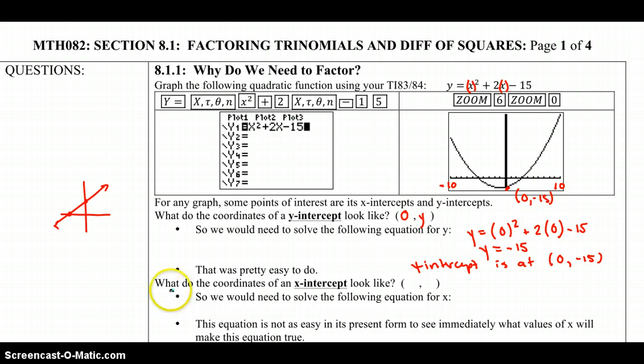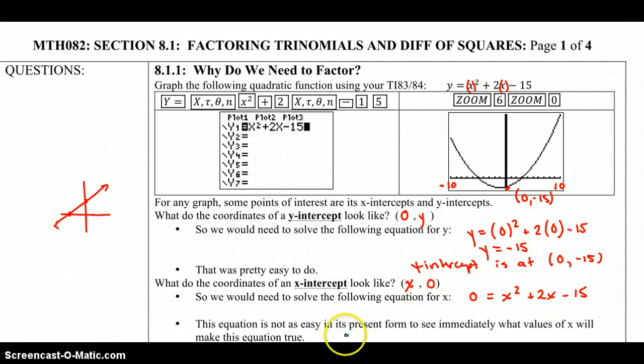Now, what do the coordinates of an x-intercept look like? Well, an x-intercept is where it crosses the x-axis, and again, all other variables will be 0. In this case, the only other variable is y, so they'll look like this. We're going to put in for y a 0. If we take our equation that we started with, we would get 0 equals x squared plus 2x minus 15.